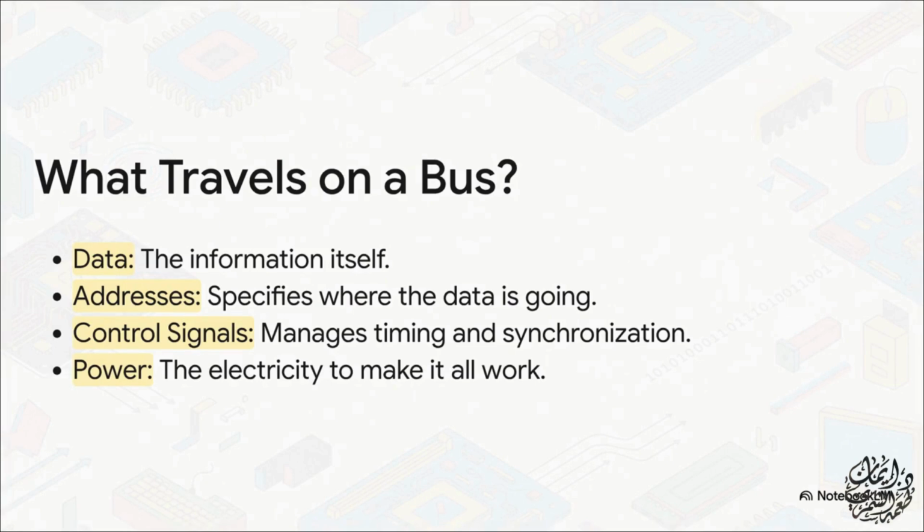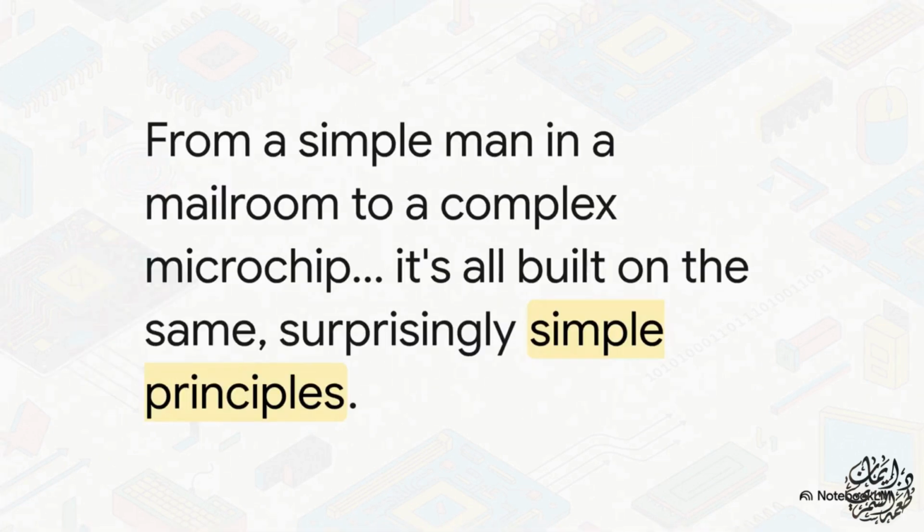So what's actually zipping along these highways? Well, it's more than just the information itself. Of course, you have the data. But you also have an address, which is kind of like the zip code that tells the data where it needs to go. Then you have control signals, which act like traffic lights, managing the flow and timing of everything. And finally, you have the power lines, which provide the electricity to make the whole system work in the first place.